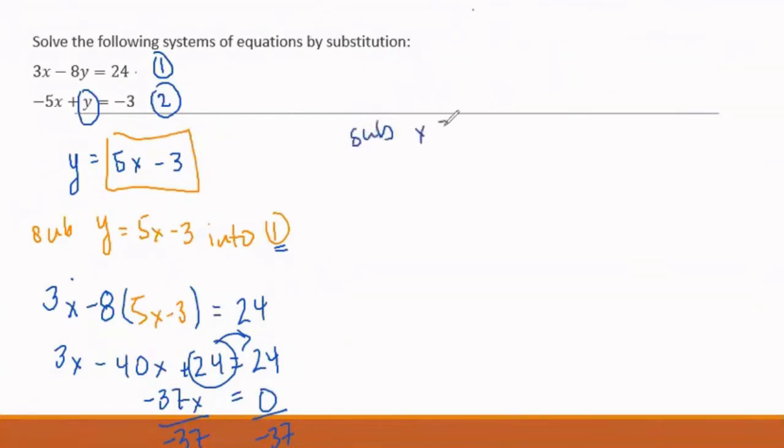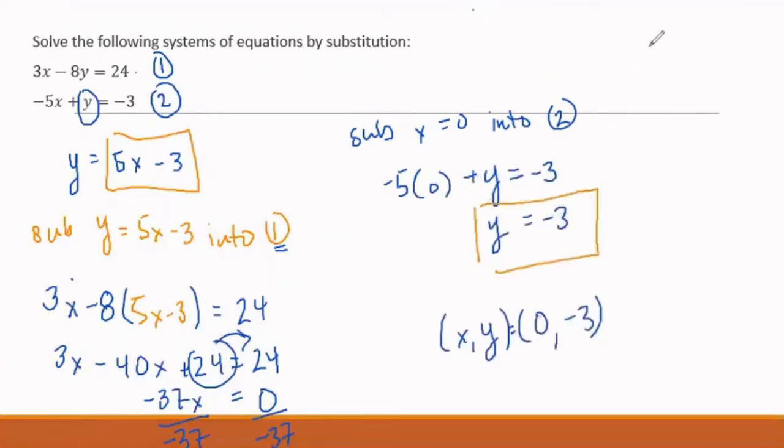And now I'll substitute x is equal to 0 into either equation 1 or equation 2. You know what? I think it's easier in equation 2, so I'm going to choose that one this time. So there I've got negative 5 times x, so negative 5 times 0, plus y is equal to negative 3, so y is equal to negative 3. 0, negative 3 is our final answer.